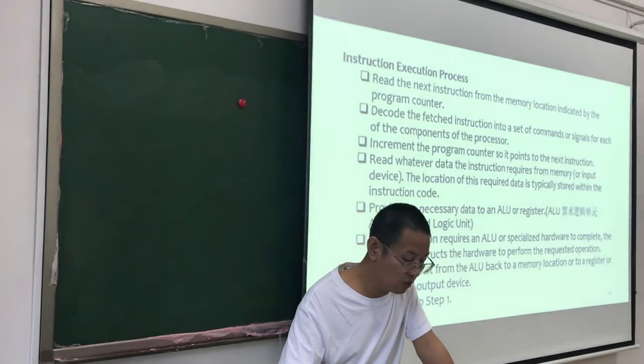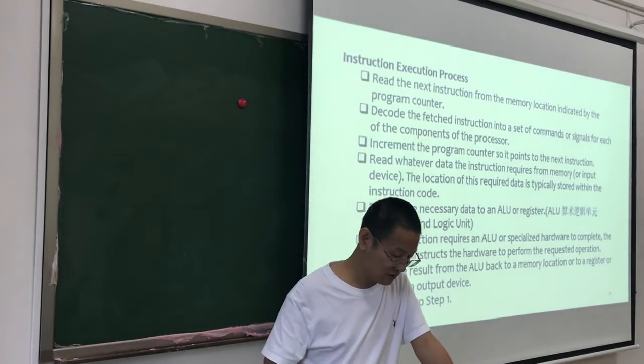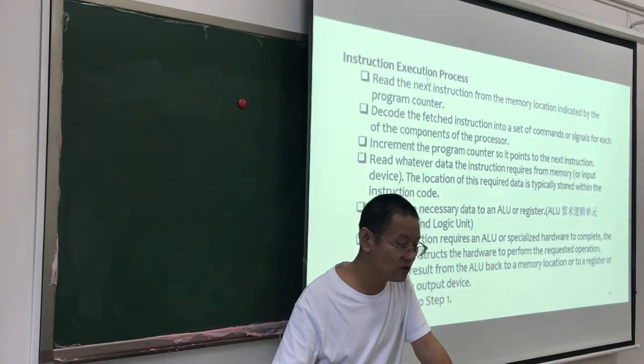If the instruction requires an ALU or specialized hardware to commit, the processor instructs the hardware to perform the requested operation. Write the result from the ALU back to a memory location, to a register, or perhaps to an output device. Finally, jump back to step 1. It's a loop. The instruction execution process is a loop.